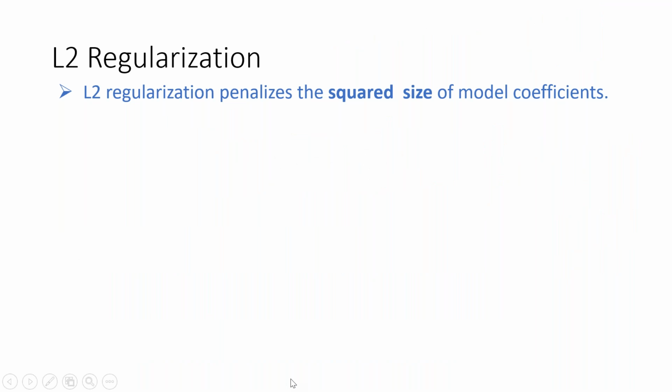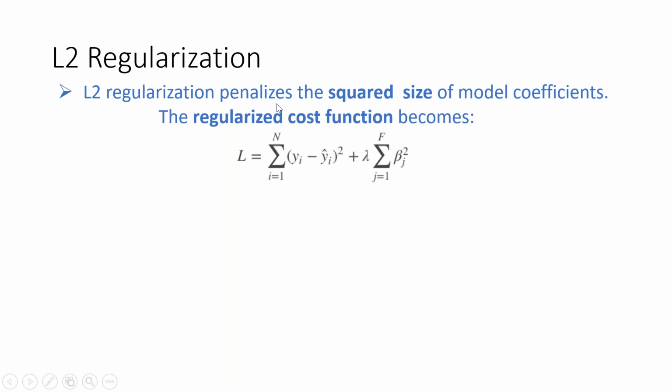Then let us talk about L2 regularization. L2 regularization penalizes the squared size of model coefficients. Here in L1 we used only the absolute beta j sum. What we will do in L2 is square each of the betas and sum them. So the new loss function or cost function is like this. This is my term, the sum of squared errors. This is my L2 factor, the L2 penalty I'm adding.